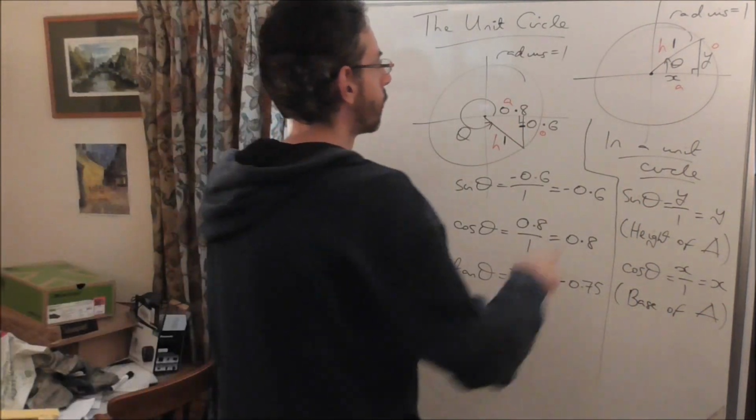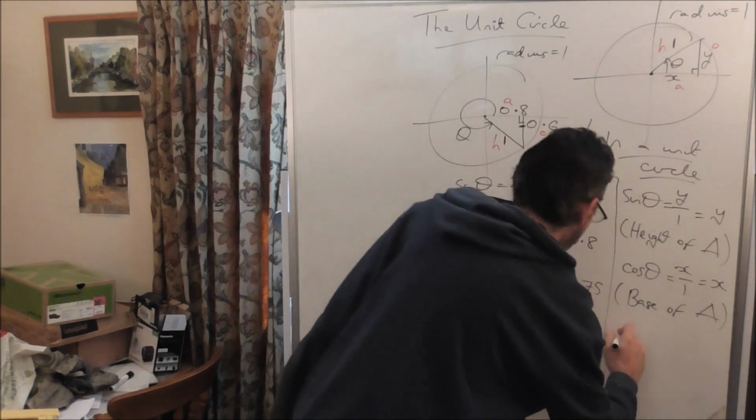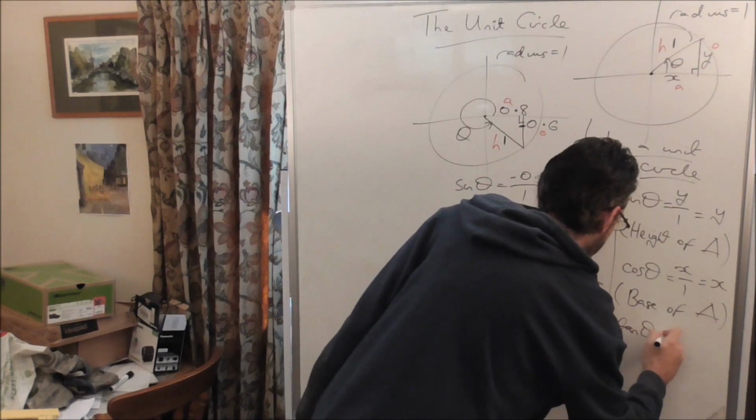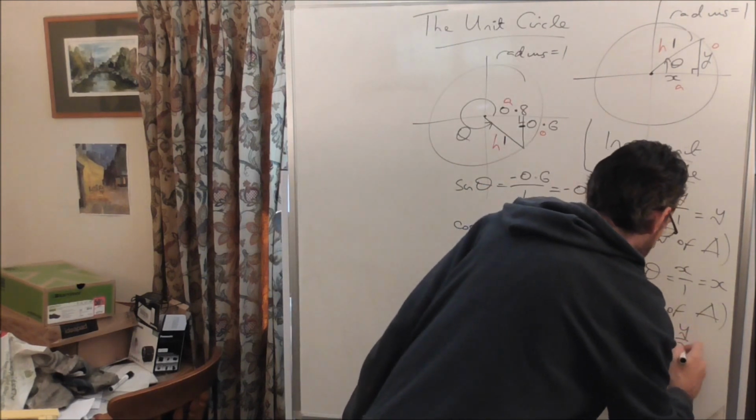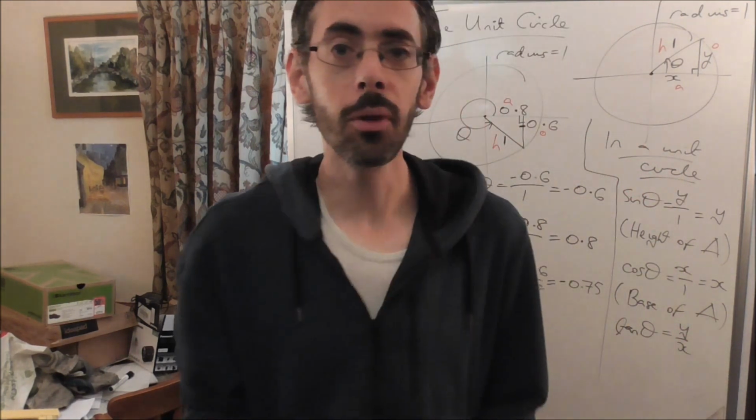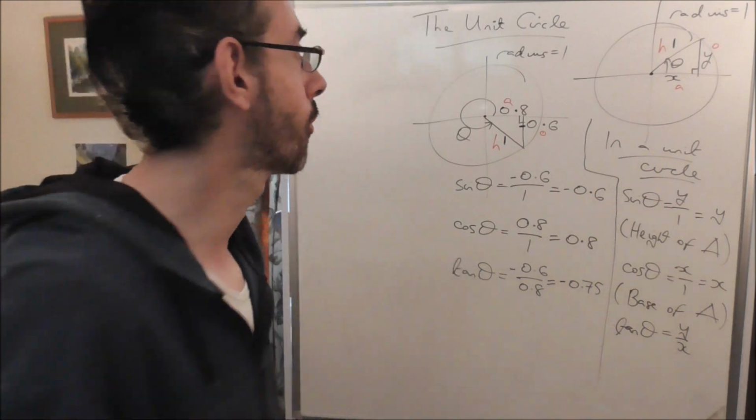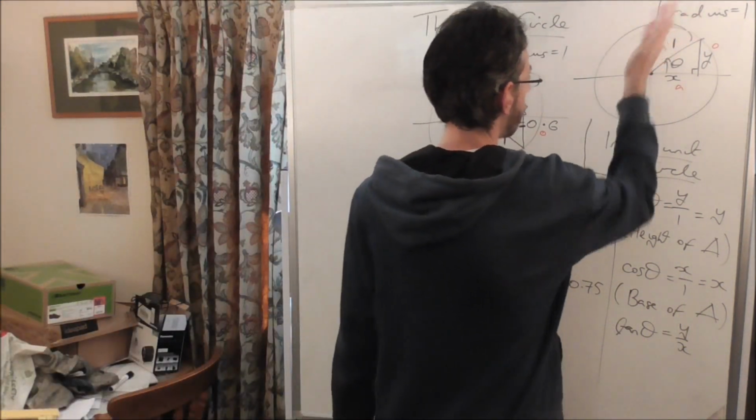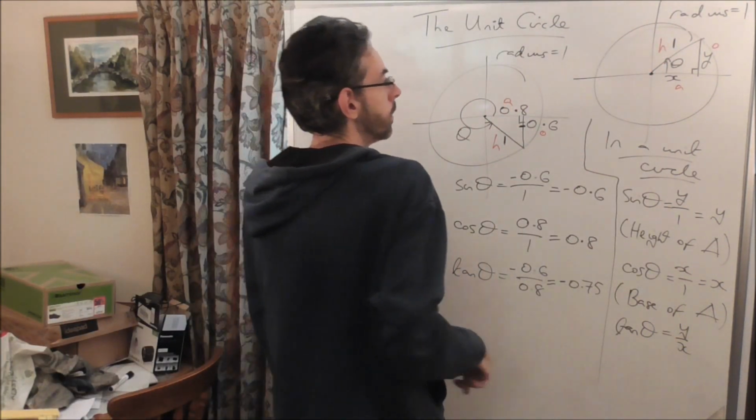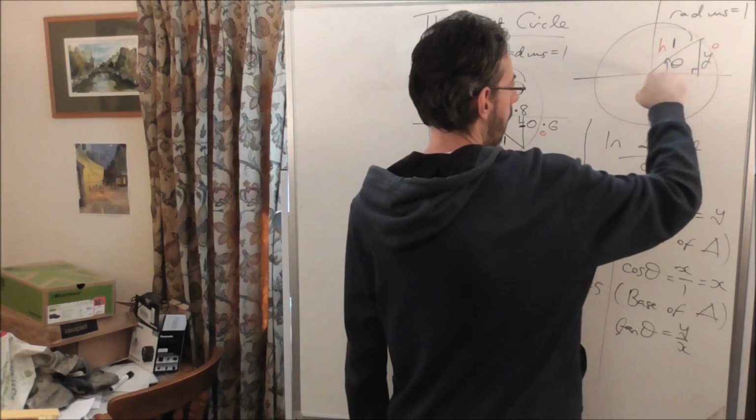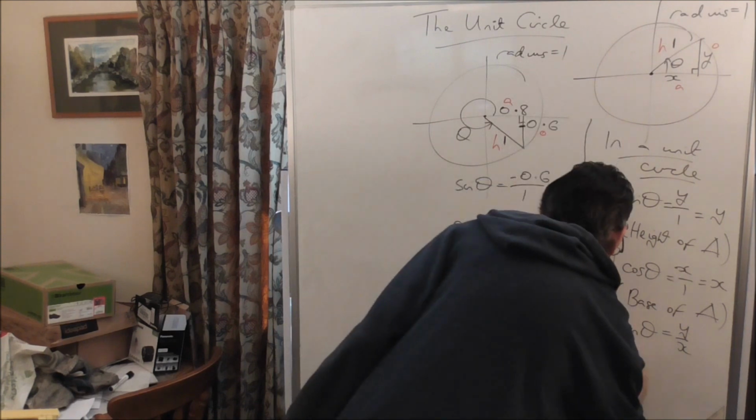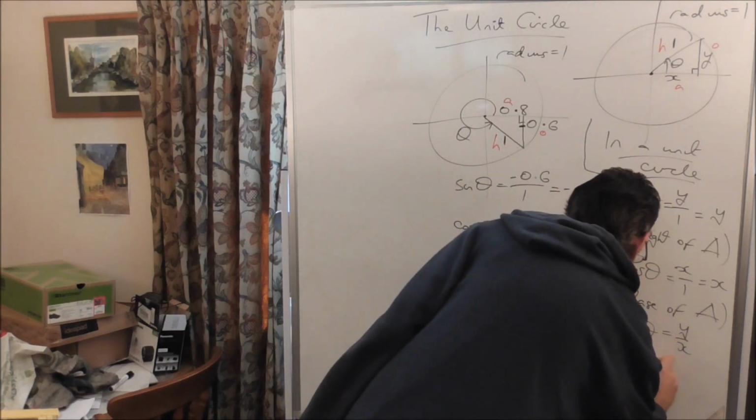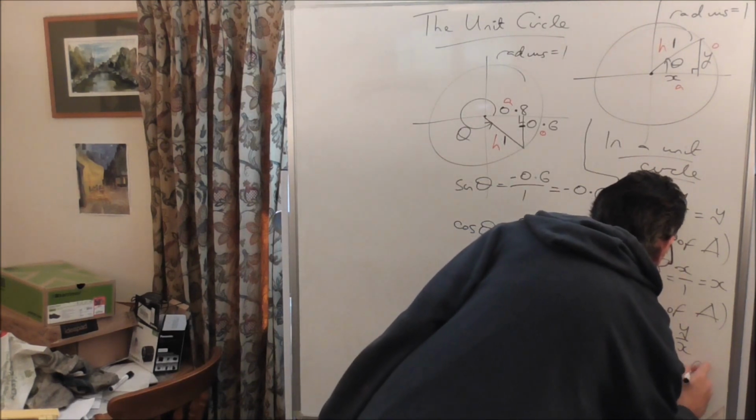Let's do tan theta. Tan theta is opposite over adjacent. So tan theta is y over x. And what does that represent? Well, as I said, that's just the gradient of the slope. It's the gradient of the line forming the angle, because it's that divided by that, basically, which is how you work out gradient. So tan theta is the gradient of the slope.